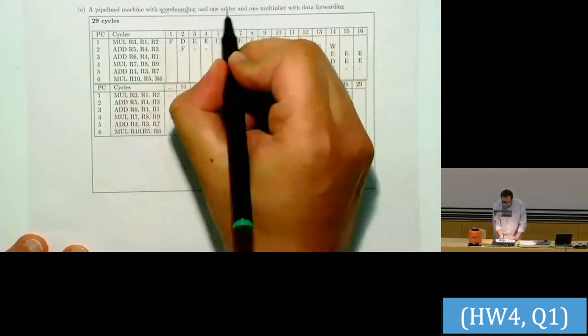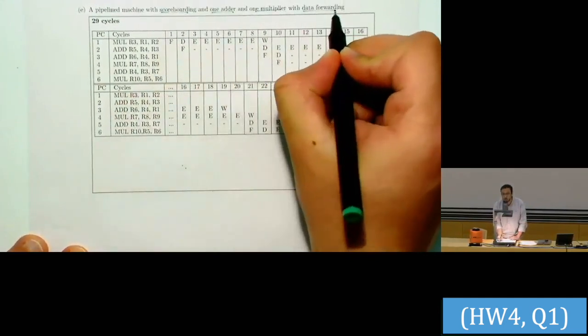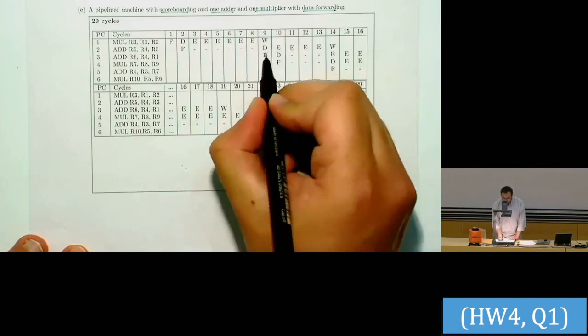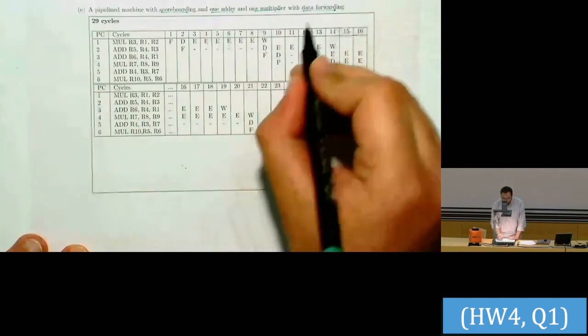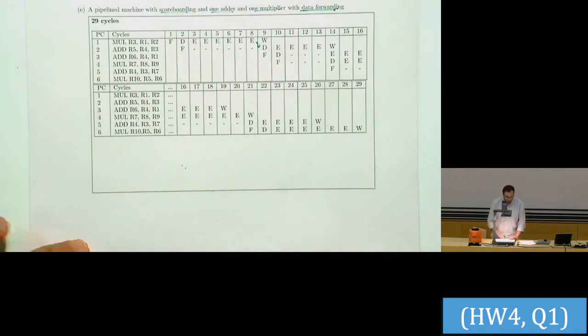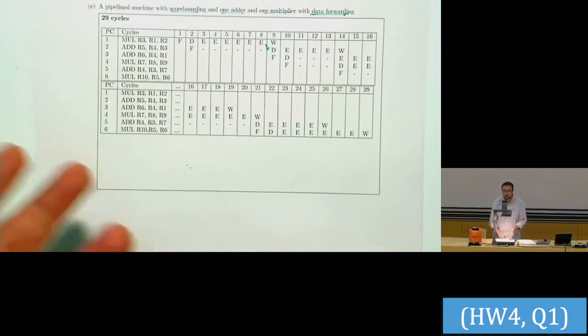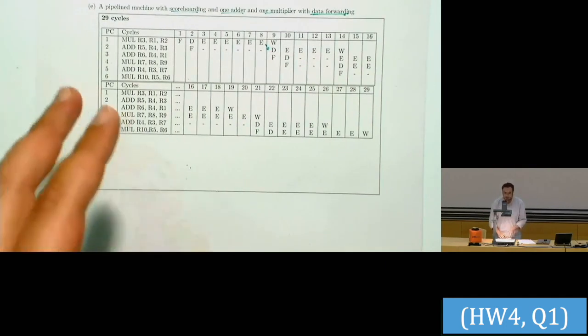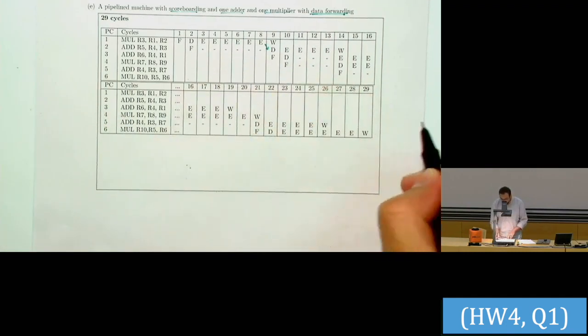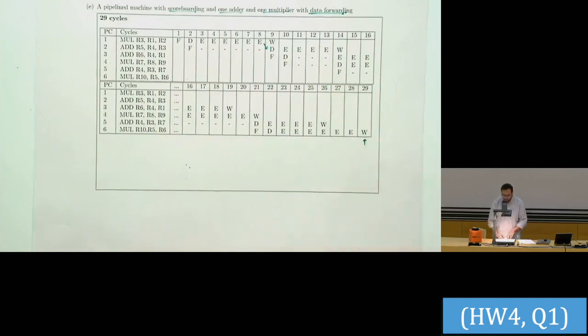We have scoreboarding, one adder, one multiplier with data forwarding. So what we do is basically we just copy paste the result in the D, and we just push the cycles back based on this data forwarding, which is the same thing we did in the question part C. So this is like a bonus here, like 3 points, right? Because it's just some redundant thing. And if you complete it, you will see that it's going to complete in 29th cycle.